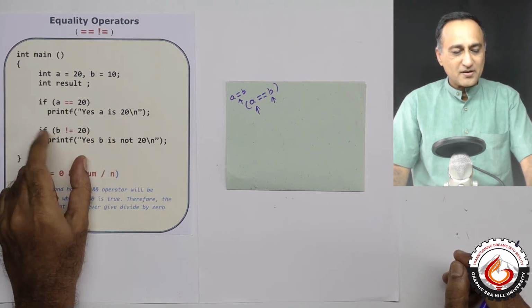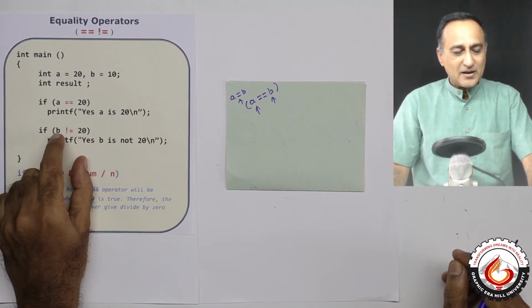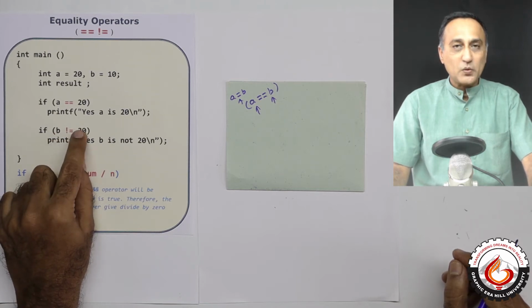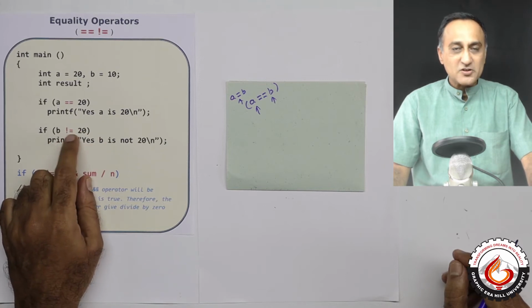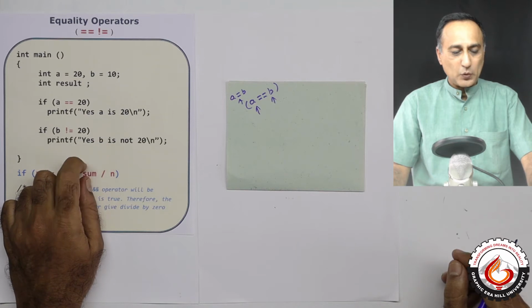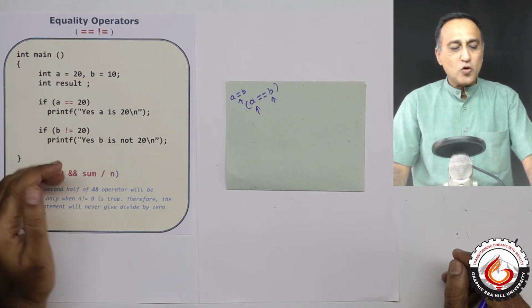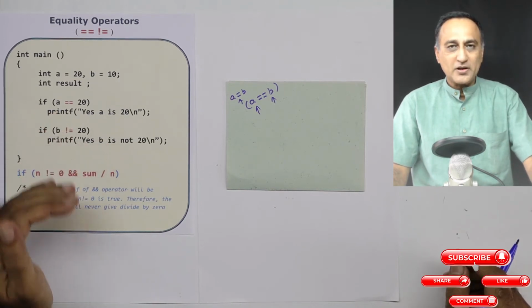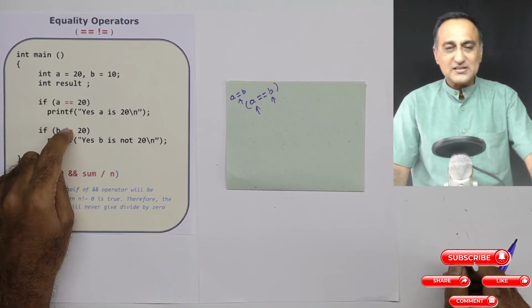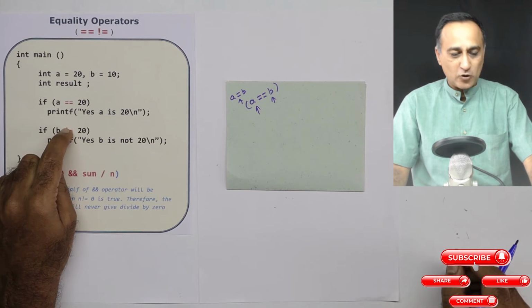Now let me come here. If B not equal to 20, definitely B is not equal to 20 because 10 is not equal to 20. So again this condition happens to be true and it's going to print the message, yes, B is not 20. So this is how you would go about using equality and not equality operators. You need to understand the result of all of this is either going to be true or false.